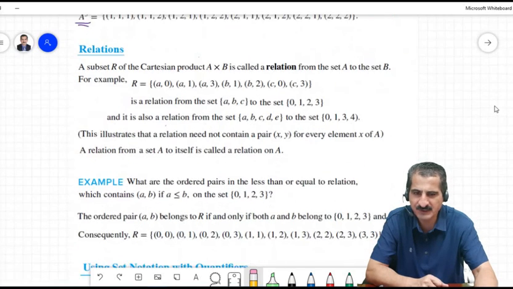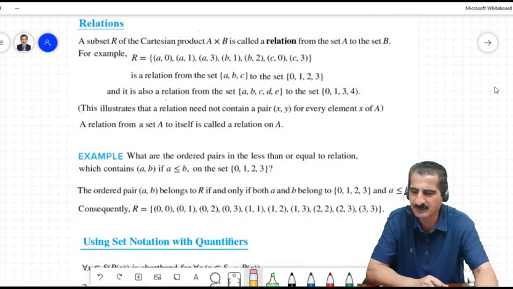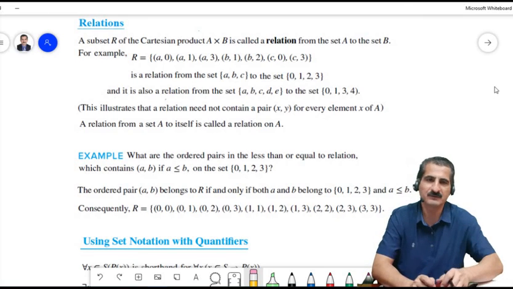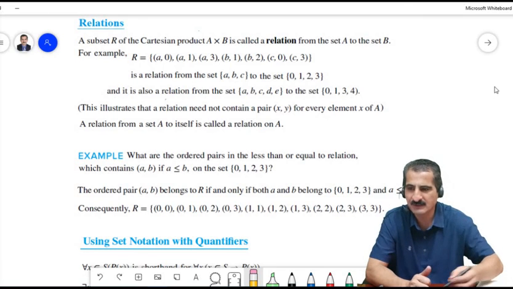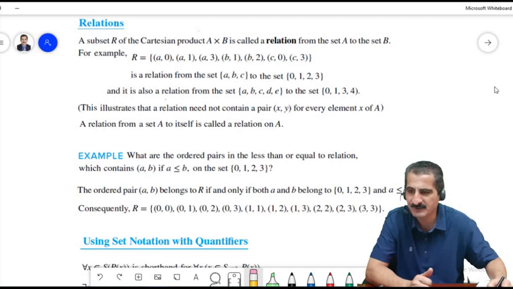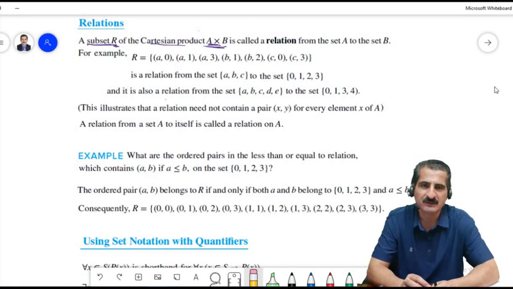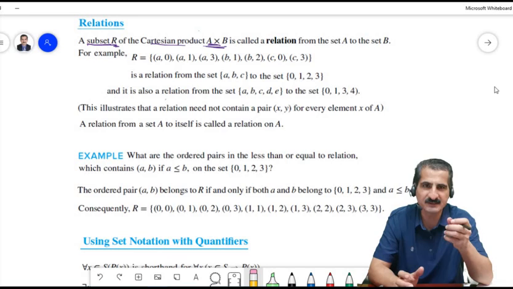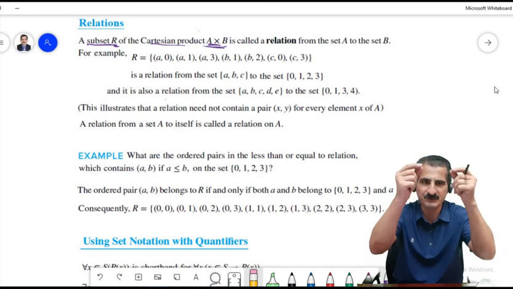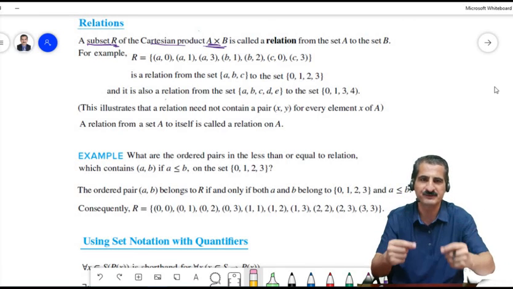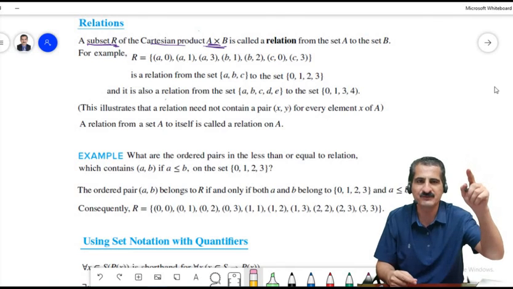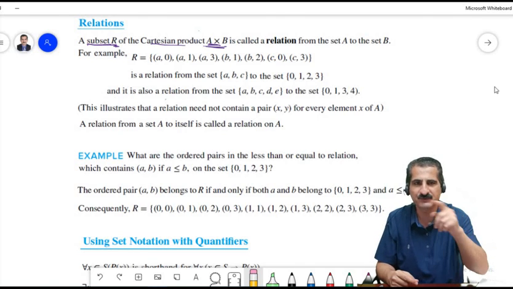Now we come to relations. It is a quick introduction to relations. We will learn a section about that. A relation is simply a subset, call it R, of the Cartesian product A cross B. It is called a relation. Now we have set A and set B. A cross B means a lot of ordered pairs, connecting elements from A to elements from B.